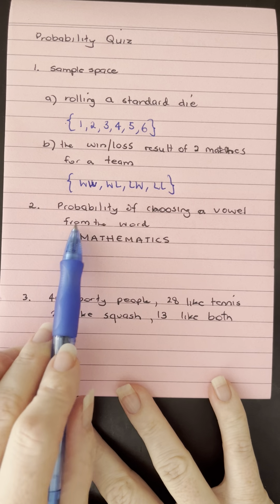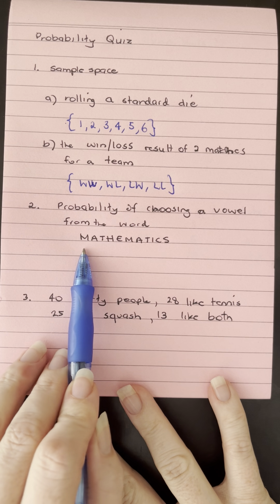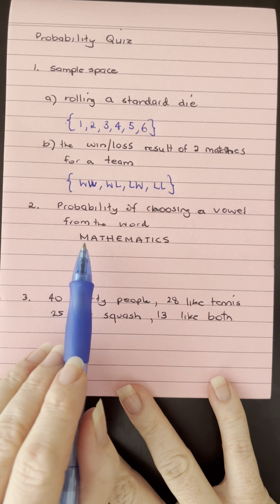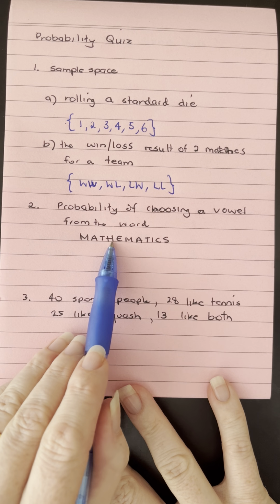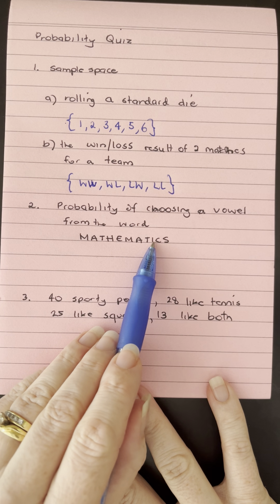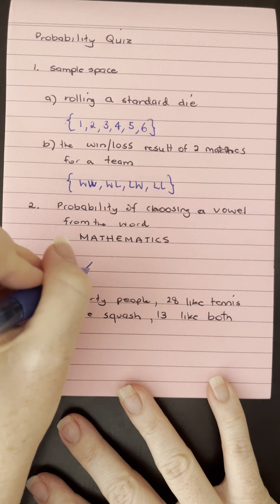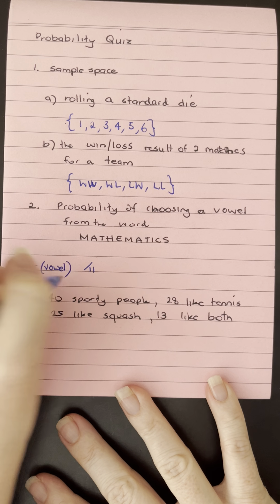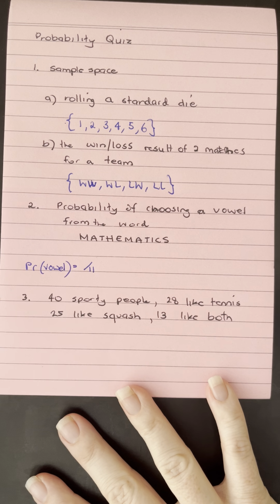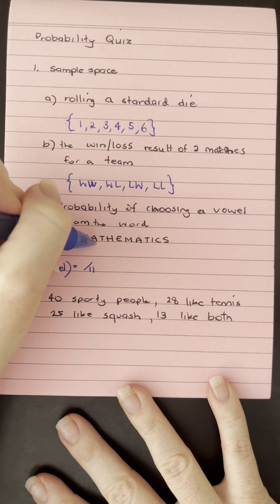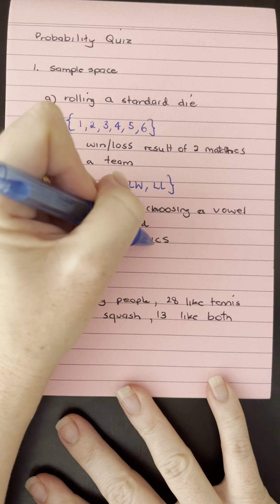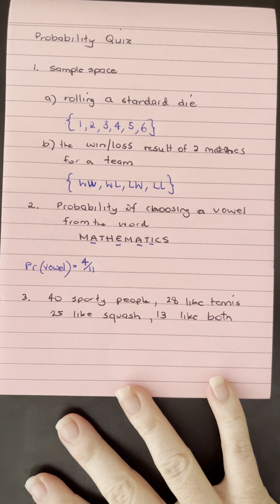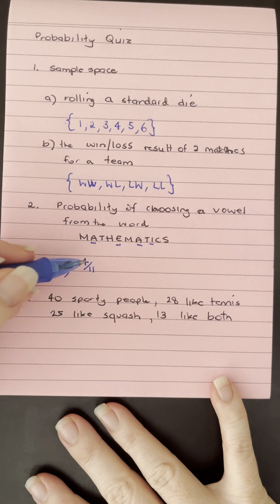Number 2 has the probability of choosing a vowel from the word mathematics. So first we want to know how many letters we're choosing from. So we've got 1, 2, 3, 4, 5, 6, 7, 8, 9, 10, 11. So we know that our probability of a vowel is going to be something over 11. And then we look at how many vowels we've got. So we've got 1, 2, 3, 4 vowels. So that probability of a vowel is 4 over 11. We can't simplify that fraction any further, so we leave that as it is.